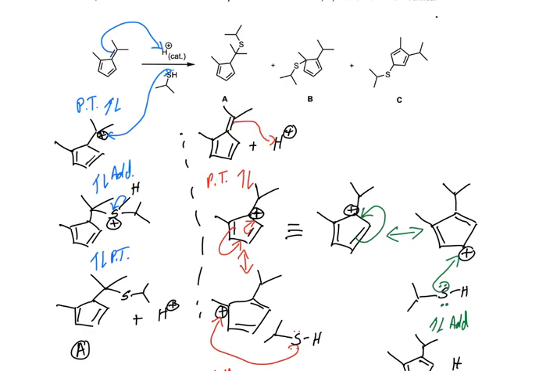Proton transfer, the pi bond reacts with the H plus. You put the carbocation now on the other side. This was a tertiary carbocation. This is a tertiary doubly allylic carbocation. So this is probably the more likely product.